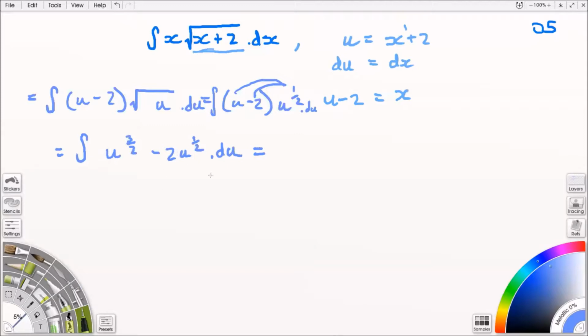Okay, well, I think we're ready to integrate now. So we add 1 to both terms and then divide by our new exponent as the denominator. Can I even English right now? So add 1 there, I think that will become 5/2.